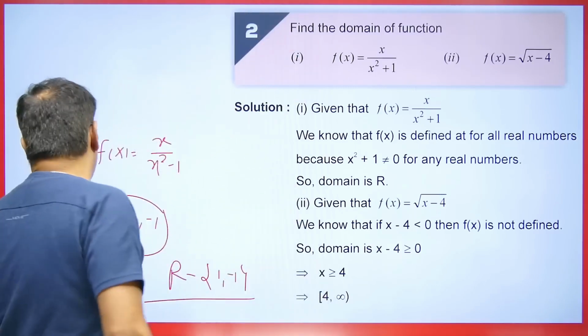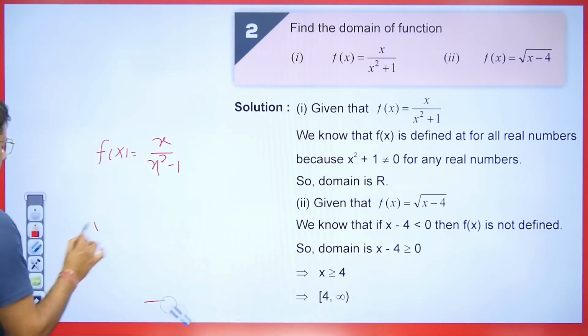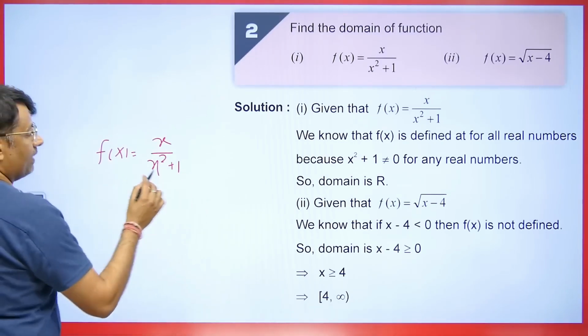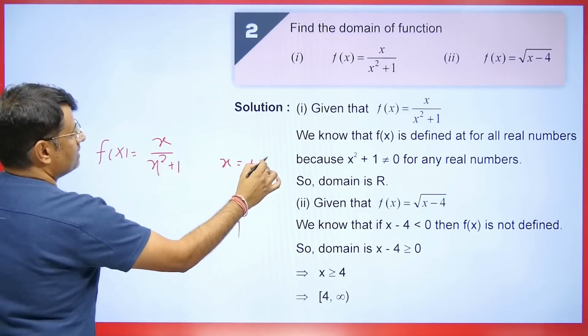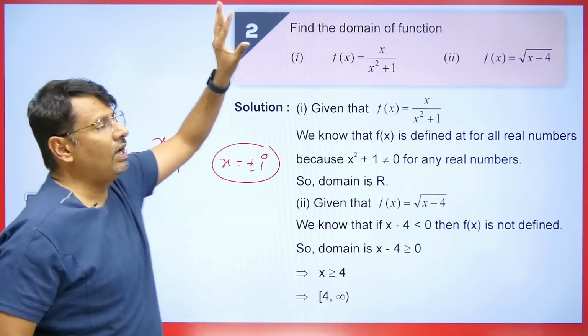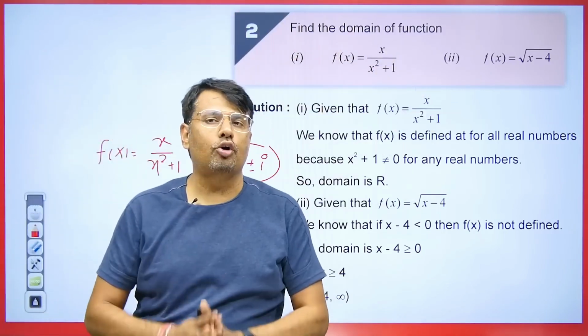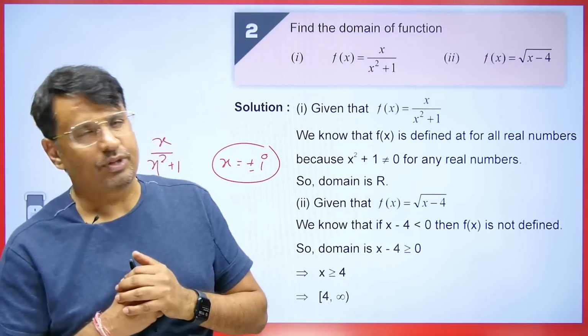Now students, here is x² + 1. If we talk about real numbers, the denominator becomes 0 when x is equal to plus minus iota, which is actually not a real number. So this means the function is defined for all real numbers. It means that the domain of this function is R, right? This is what we need to keep in mind.